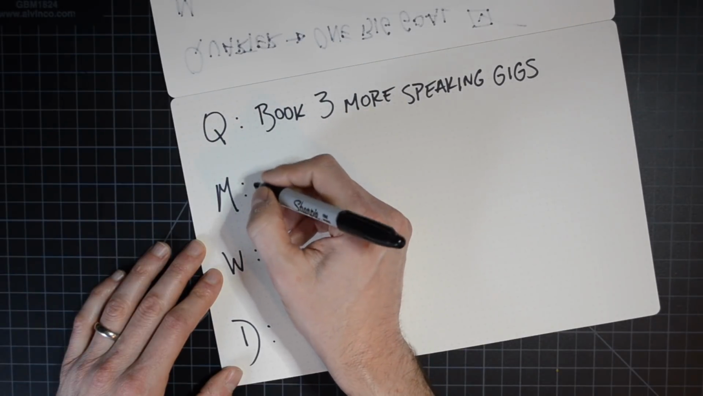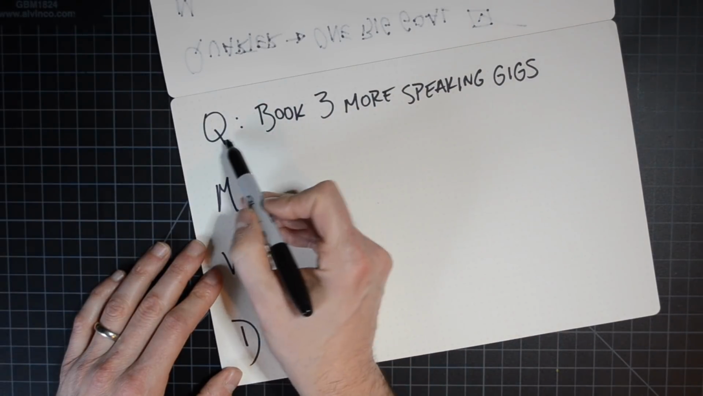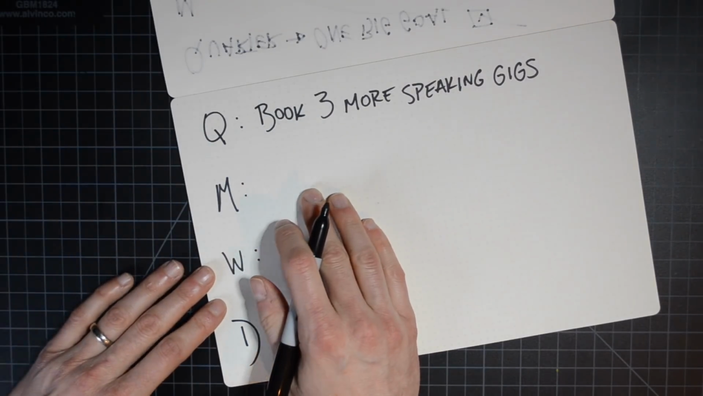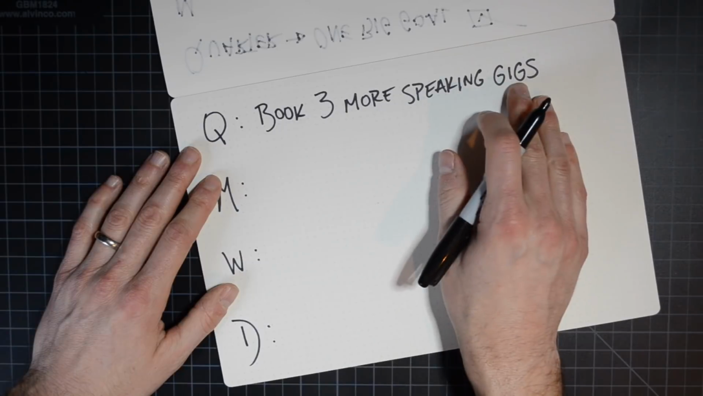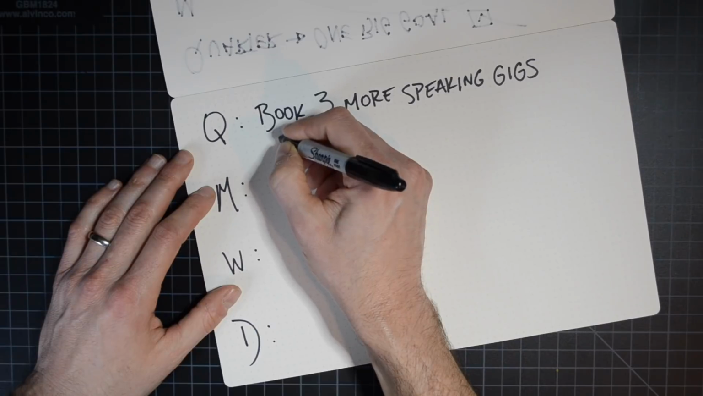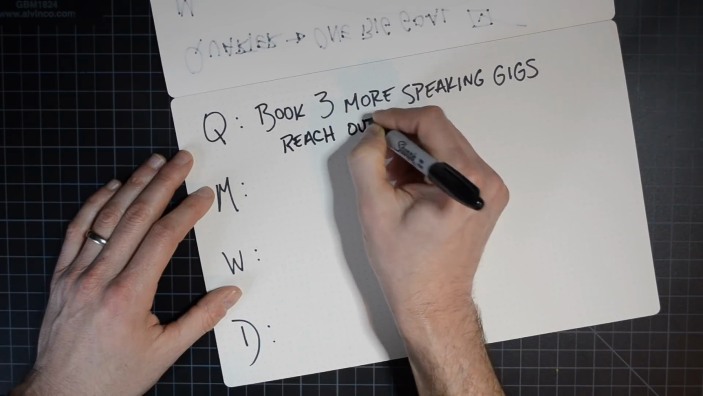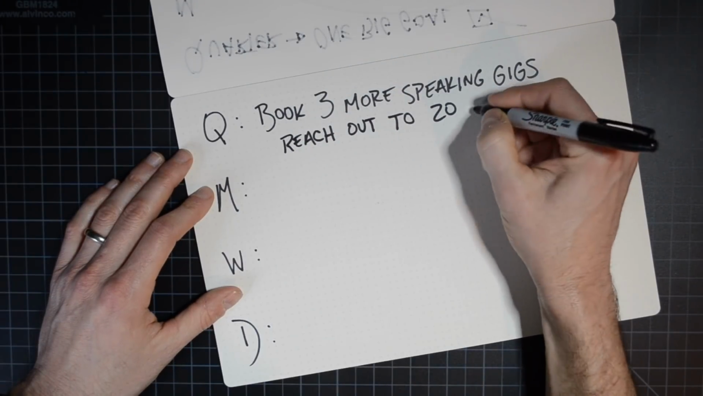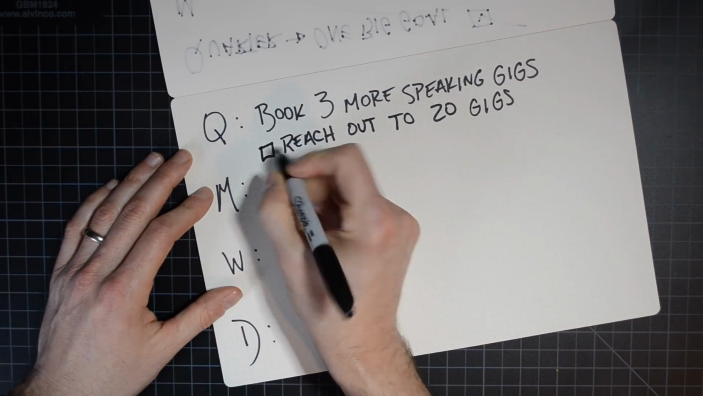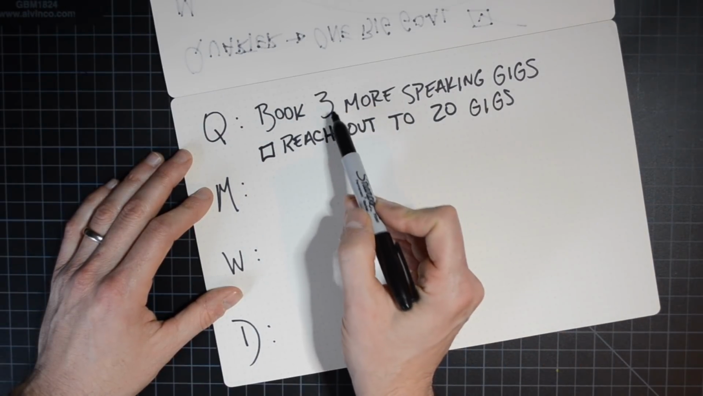So what do I have to reach at the end of each month in order to achieve this final quarterly goal? And what I'm talking about here is doing a little bit more systems thinking, rather than, I may or may not book the speaking gig. So maybe a good sub quarterly goal for this is to say that my quarterly goal is actually to reach out to 20 gigs. That's something that I can definitely achieve. I may or may not book 3, but probably if I reach out to 20, I'll have a good chance of booking the 3.